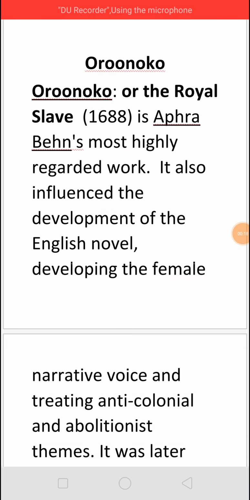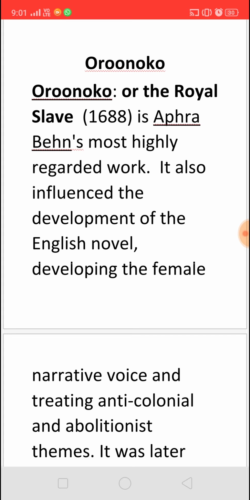Oroonoko, the subtitle is The Royal Slave, is written by Aphra Behn and it is one of the best works in English literature. Not only that, it has also influenced the development of the English novel. In fact, many debate that it is not Daniel Defoe but Aphra Behn who must be considered the forerunner of the English novel. That is, they consider Oroonoko to be the first novel in English.